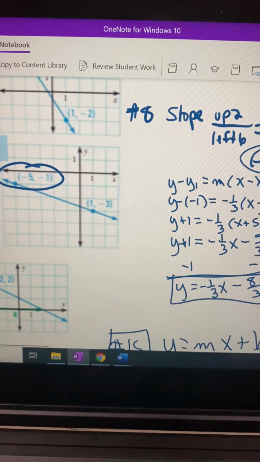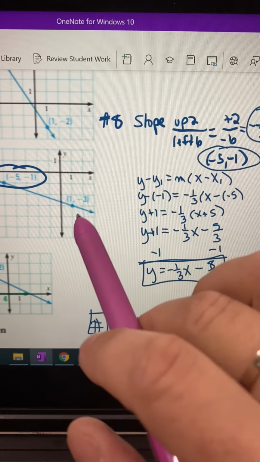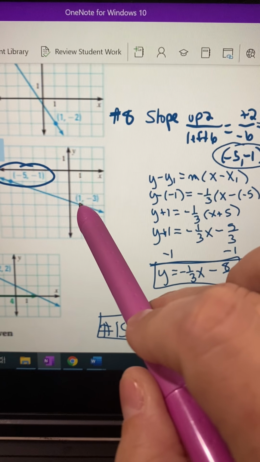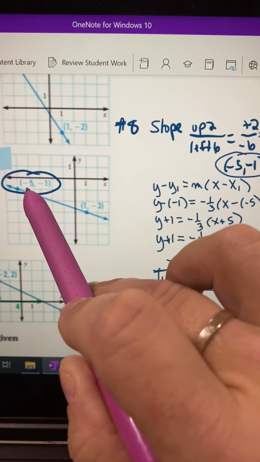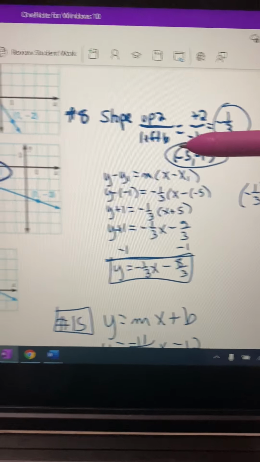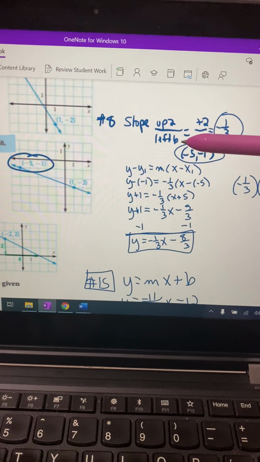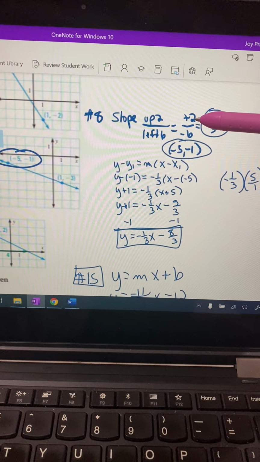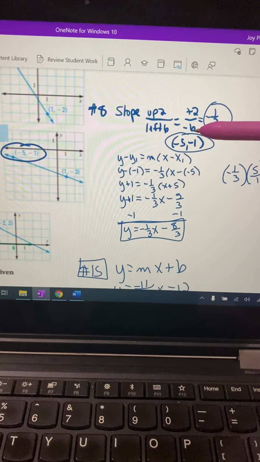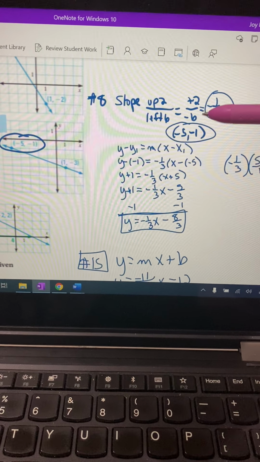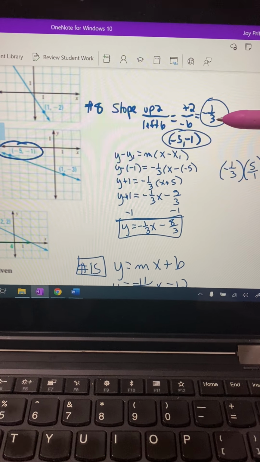So the first thing I did was count. So I counted from this point, I went up 2 and left 1, 2, 3, 4, 5, 6. That's where these numbers came from. So up 2, left 6. 2 is positive because up is positive. Left is negative according to our coordinate plane, which simplifies to negative 1/3.